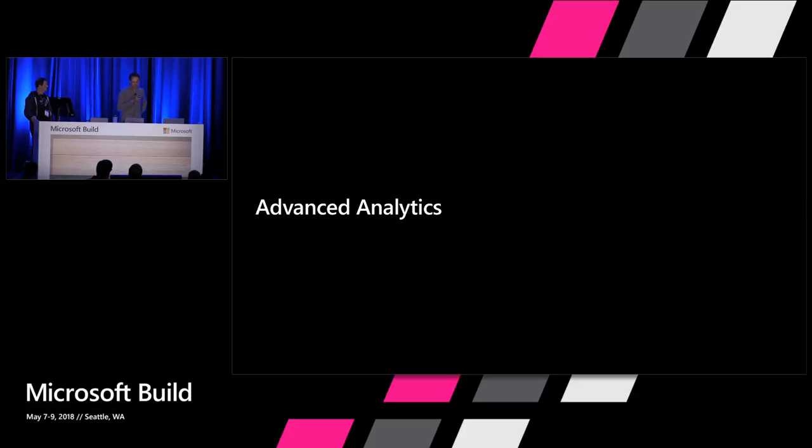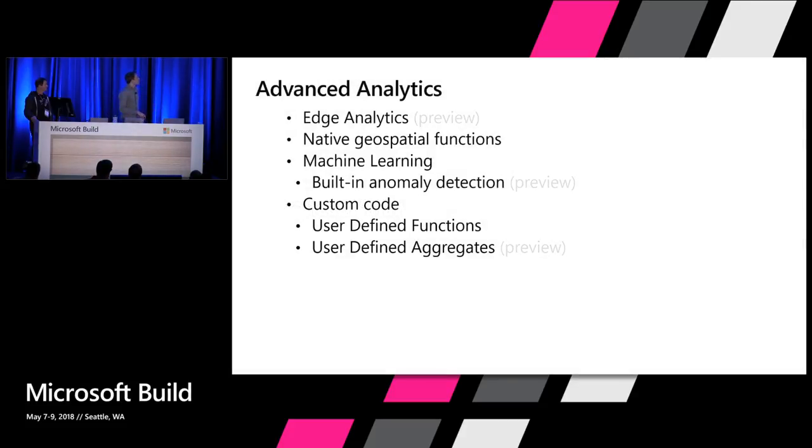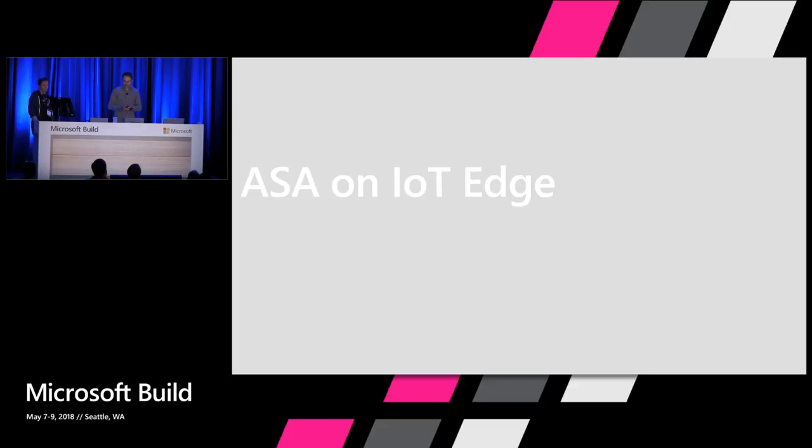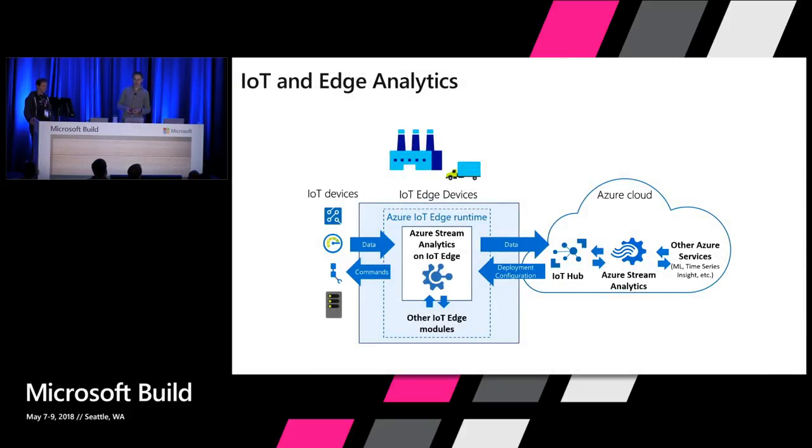I want to talk about advanced analytics now. So I will start with Edge. And after I will talk about Azure geospatial functions, machine learning functions, and custom code. So let's start with Edge. I don't know how many people went to the IoT session, with all the drones, so it's very exciting. And actually, ASA, Stream Analytics, was one of the first services available on IoT Edge. And the things I mentioned before, all this easy-to-start SQL and all this easy connection with other services in the cloud are now available on the Edge.